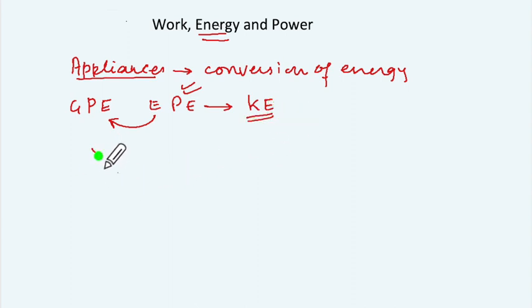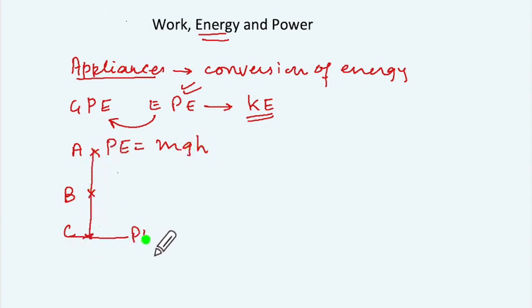Also, you should know when you have a body which is at a height, when it is traveling like this while it is falling down, you will have the potential energy over here, maximum, that is mgh. At point C, when it falls, it is going to be potential energy 0 and kinetic energy is going to be maximum.